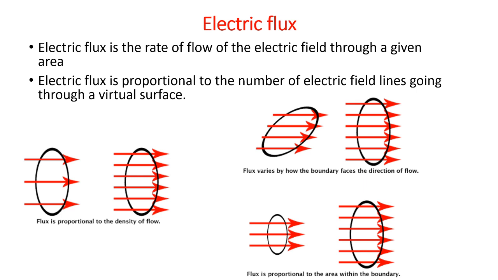So we have 3 points with respect to flux. Flux is proportional to the density of flow. Second, the flux varies with how the boundary faces the direction of flow. Third, the flux is proportional to the area within the boundary.